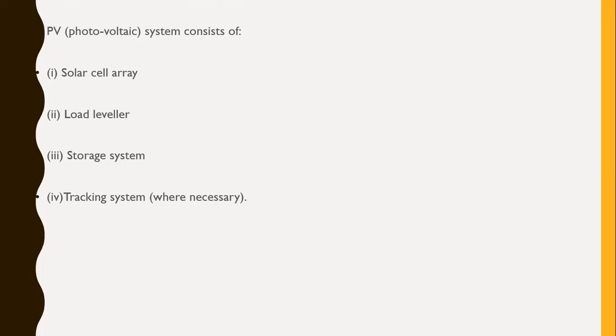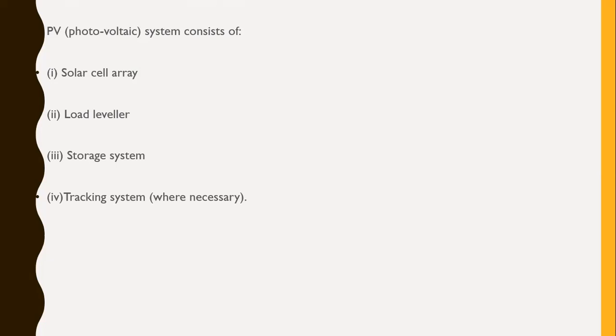These modules are hermetically sealed for protection against, first, corrosion, second, moisture, third, pollution, and fourth, weathering. Okay, so these modules are sealed for the protection of corrosion, moisture, pollution and weathering. And a combination of suitable modules consists an array. All these suitable modules form an array.